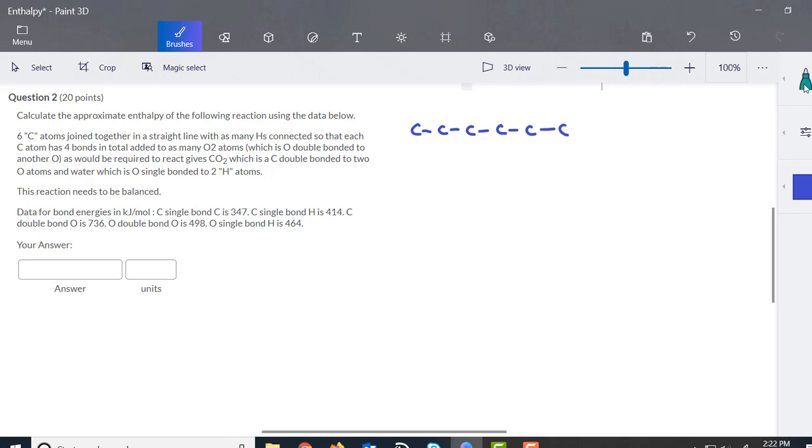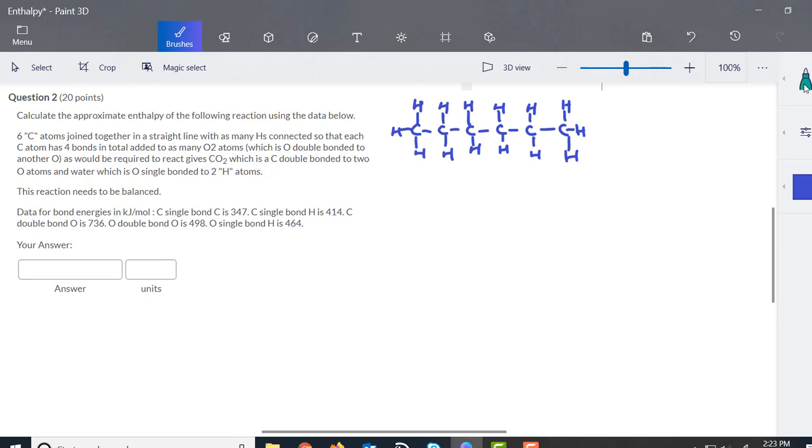And it says here we need as many hydrogens connected so that each C atom has 4 bonds on it. So that means that this C will need 3 hydrogens. So it has 1, 2, 3, 4 bonds on it. This one needs another 2 hydrogens. This one needs 2. This one needs 2. And this one needs 2. And this one needs 3. Alright, so that's the carbon structure there.